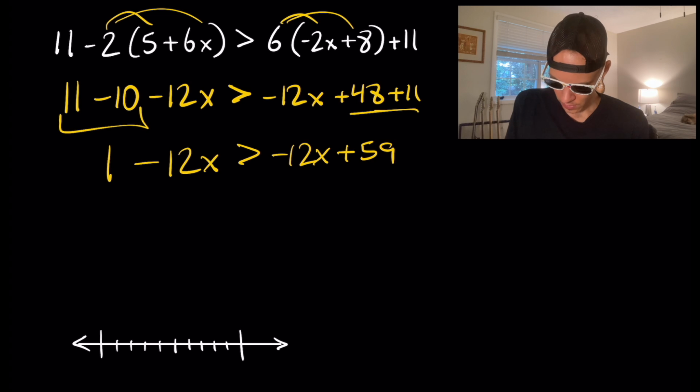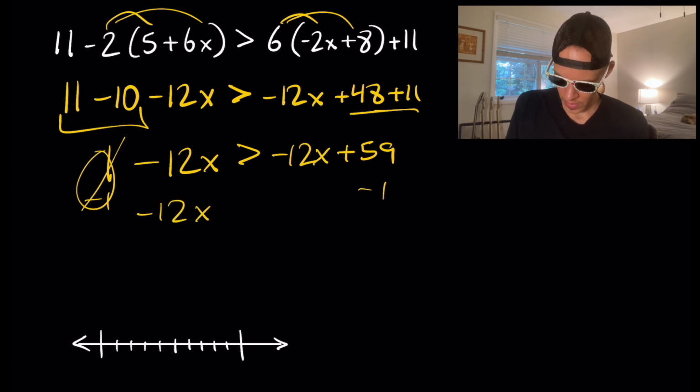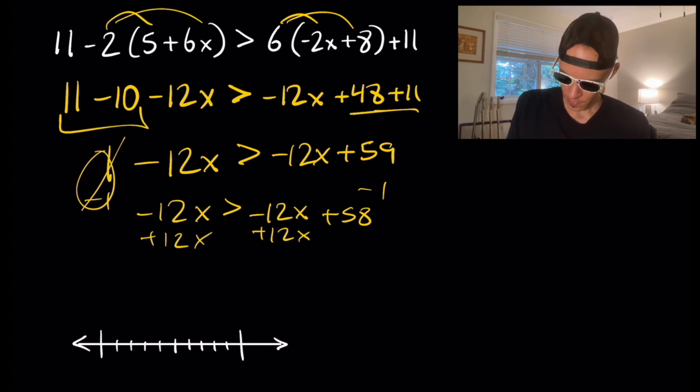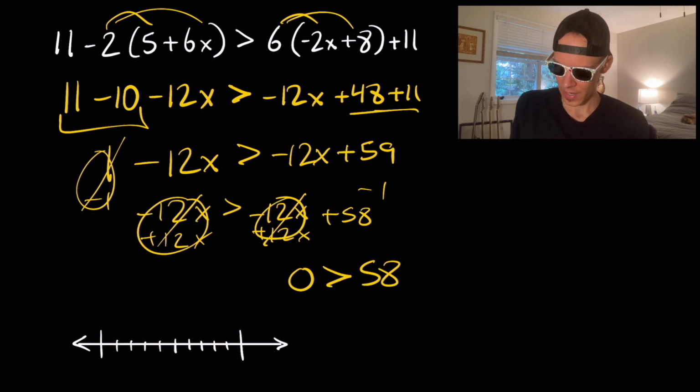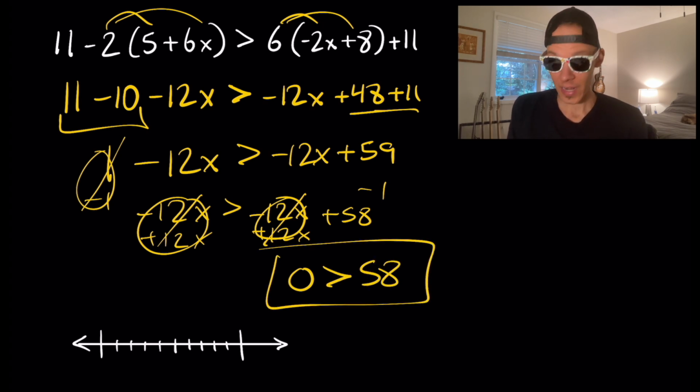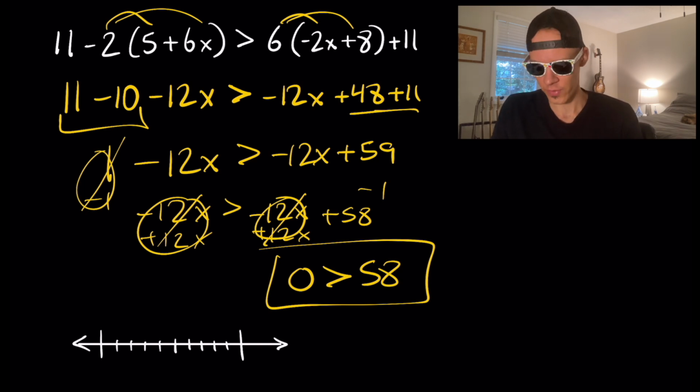And then let's see, I'll subtract 1 from both sides to move that 1 over. So I'll have negative 12x is greater than negative 12x plus 58. And then I'll add 12x to both sides. These will cancel out, and actually so will these. So what we're going to have here is 0 is greater than 58. Well, that is correct. We did all the steps right, but that doesn't make any sense. 0 can never be greater than 58.